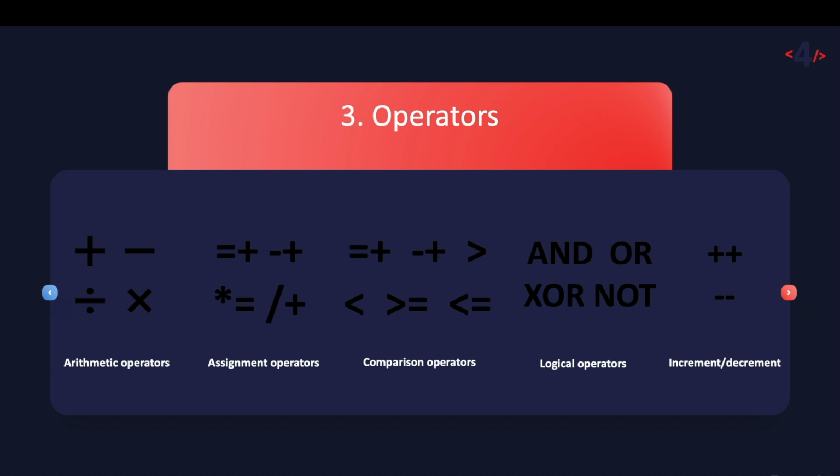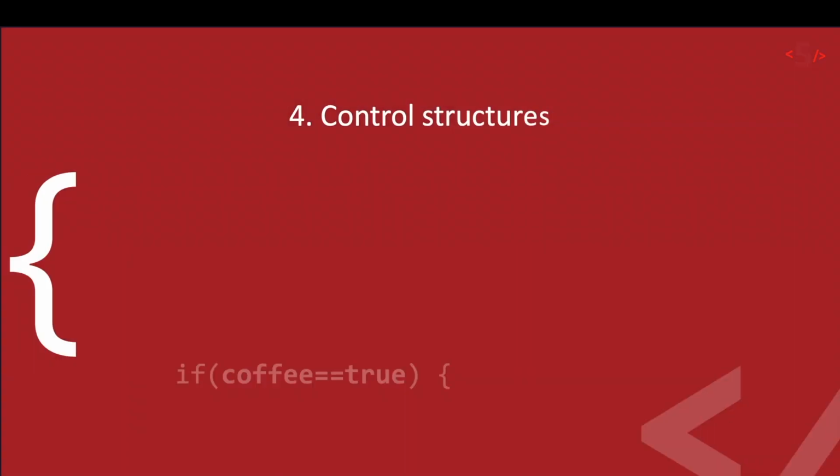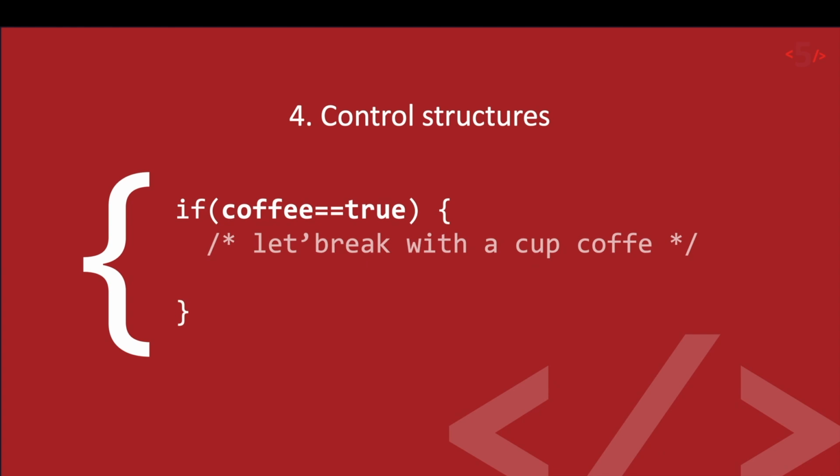In section 3, we will focus on all the different operators that we have. And these are basically symbols used to make code perform specific actions. So we have arithmetic operators, we have assignment operators, we have comparison operators, we have logical operators, and we have increment and decrement operators.